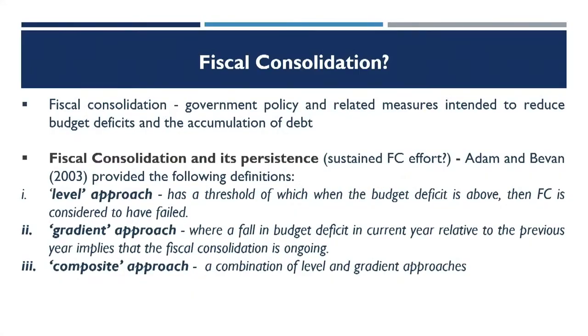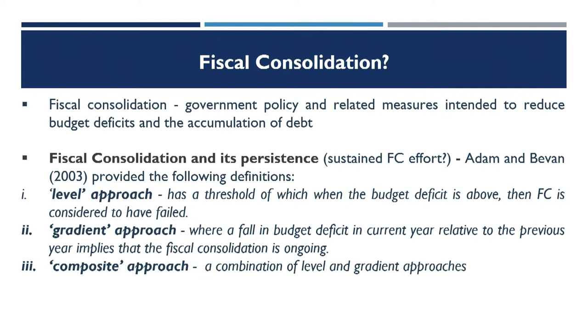So what is fiscal consolidation? This is simply the government policies and measures that the government undertakes to reduce the budget deficits and also to reduce the accumulation of debt. So when we talk of sustainability of fiscal consolidation, Adam and Bevan define this using three approaches: the level approach, gradient approach, and the composite approach.